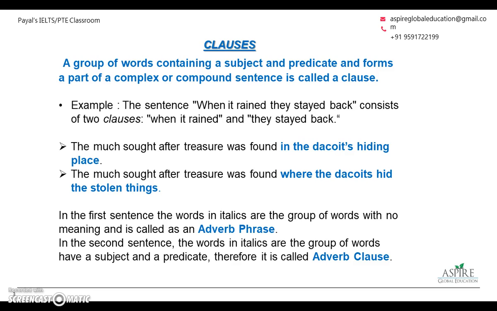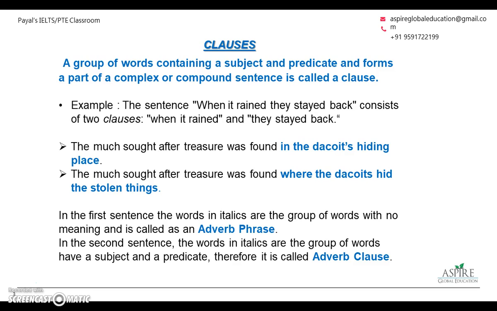When you look at the sentence, when it rained, they stayed back, it is made of two different parts. When it rained, they stayed back. So when it rained has a subject and a predicate, but it does not make any sense alone because of the connector when. They stayed back. This also has a subject and predicate, but you do not know who is they. So both the parts of the sentence are called clauses.